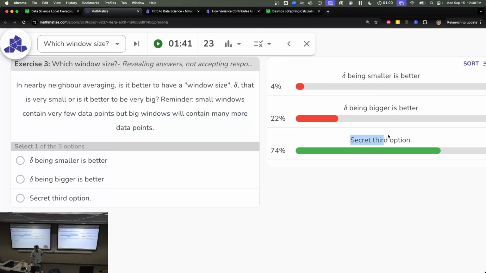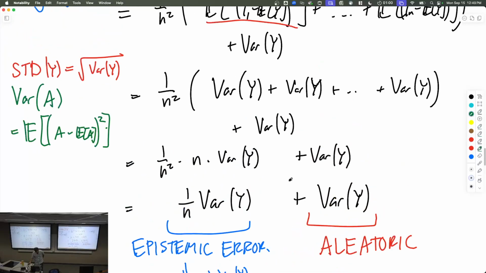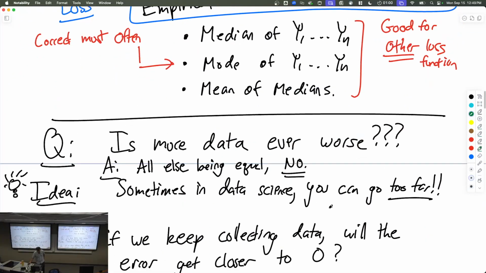You guys all must have seen the videos because you know the answer is secret third option. And this is, I think, the most confusing thing when you're first starting out in data science, that sometimes you don't want the biggest possible sample size, right? So earlier I wrote this very cryptic "all else being equal." All else being equal, is more data ever worse? All else being equal, you want as much data as possible. But the problem is in real life, all else is not equal. And so we're going to see that as you make the window size bigger, you are getting more data and you are decreasing your epistemic error, but you are increasing something else.